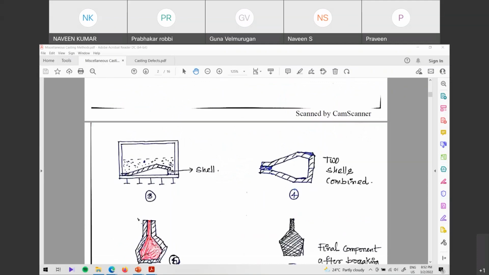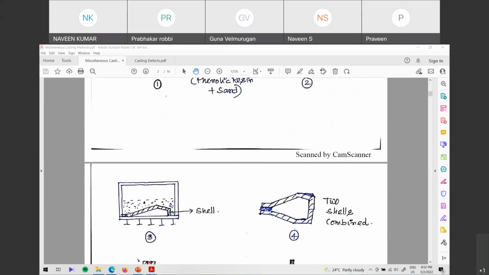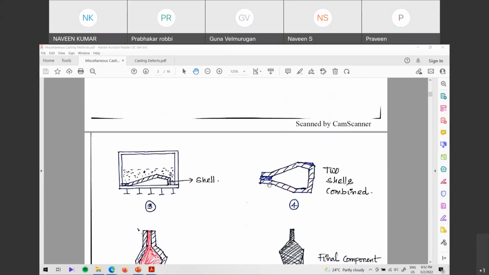Some thickness of shell is being formed because of that hot pattern, and after some thickness is achieved, what you'll do is directly invert this box, and whatever is there will be again in this position, but now this shell is left with the pattern. So the shell is removed from the pattern, and these kind of two shells are made, and they are assembled with some kind of glue or maybe some adhesives.